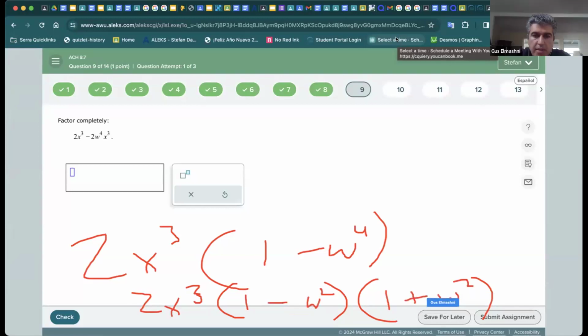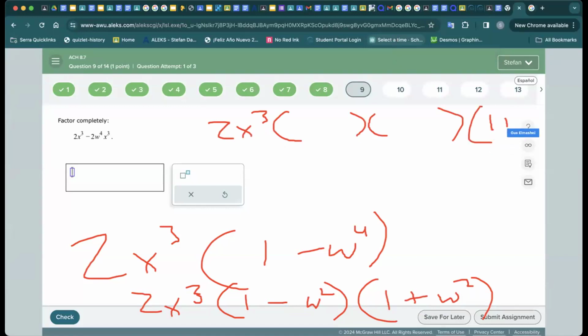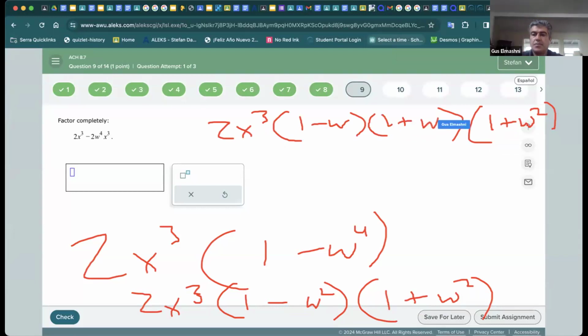But you're still not out of the woods yet, because 1 minus w squared is also a difference of two squares. Looks like that. Okay. Yeah, this makes sense whenever I think it out, but whenever I try rushing through it, I just get lost.